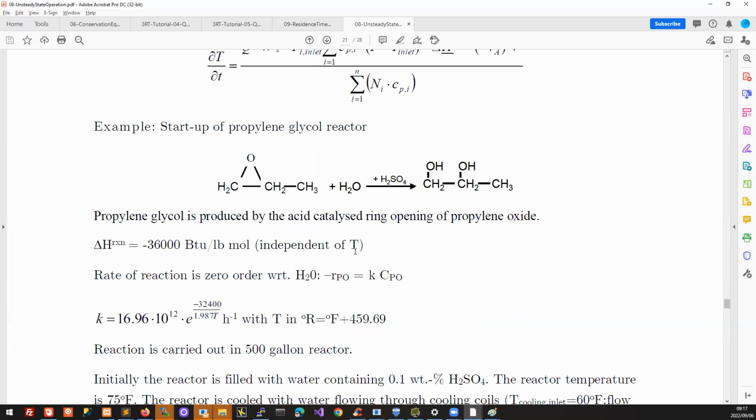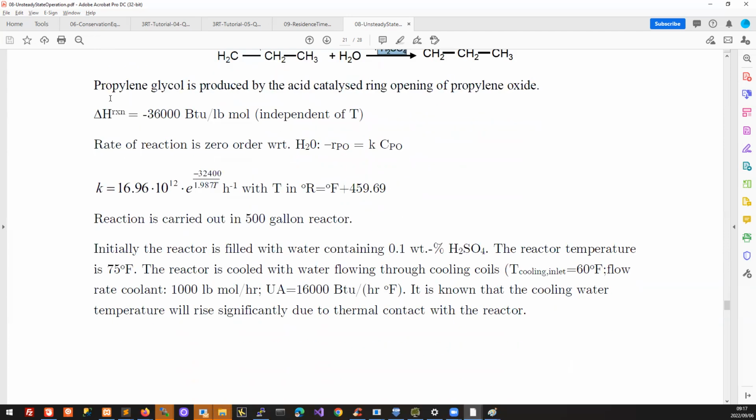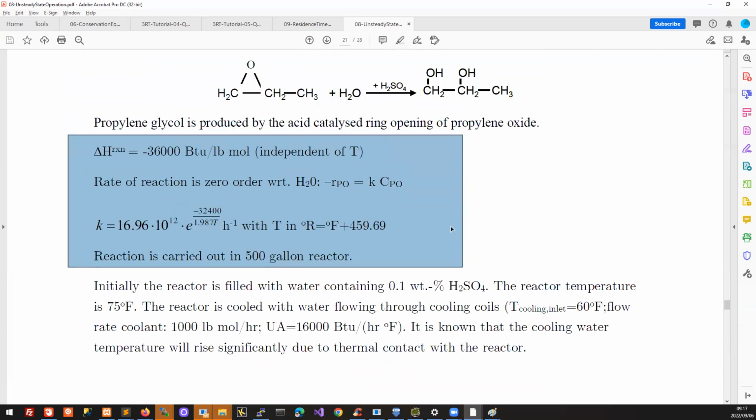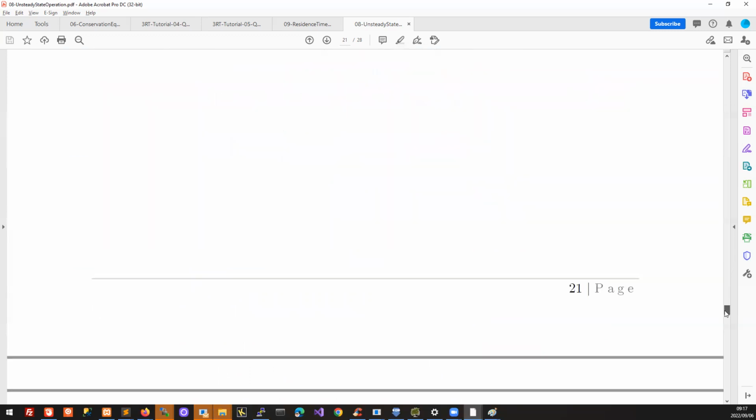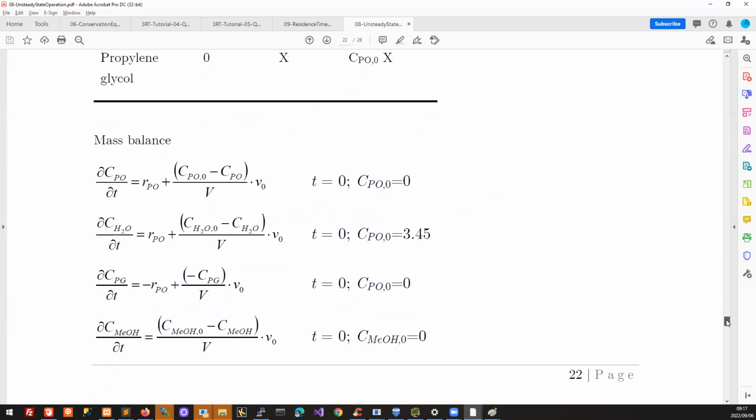And there's another nice case study here, propylene glycol, and that's catalyzed by sulfuric acid. And you are given all the dynamics. You are given the heat of reaction and the kinetic rate constant. And the units are a little bit weird, but that's fine. And if you simulate this case, we are given the feed rates and the starting amounts and all of that. So you can simulate these equations.